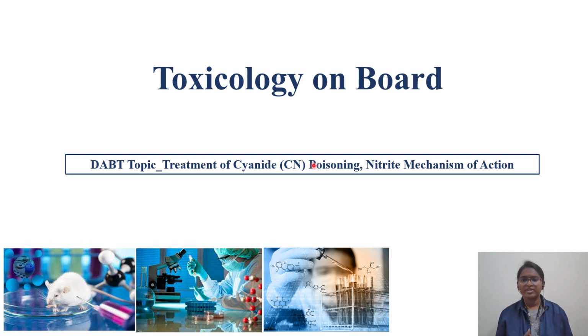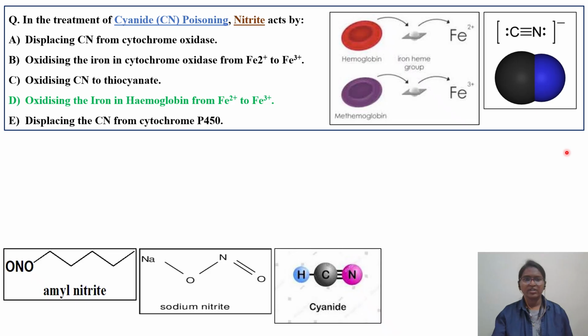Today in this video we'll be discussing another important topic, that is the treatment of cyanide poisoning, and the nitrite mechanism of action. So let's directly dive into the question. This question is taken from the ABT recertification paper. The question is: in the treatment of cyanide poisoning, nitrites act by... So we need to identify the mechanism by which nitrite is used as an antidote for cyanide poisoning.